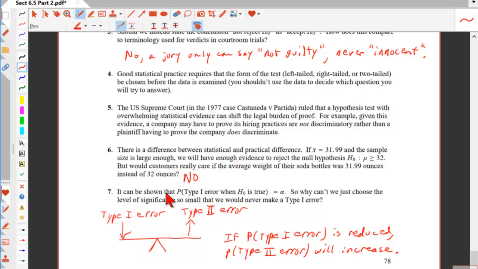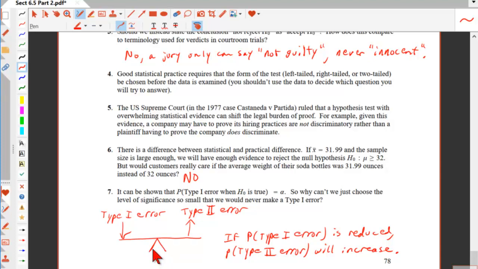Finally, number 7, it can be shown actually that this number alpha, the level of significance, really is the probability of a type 1 error. Type 1 errors are bad, so we want alpha to be small, and the question then is, well, why can't we just make it really small? Why use alpha equals 0.05? Why not alpha equals 0.00001 or something like that?